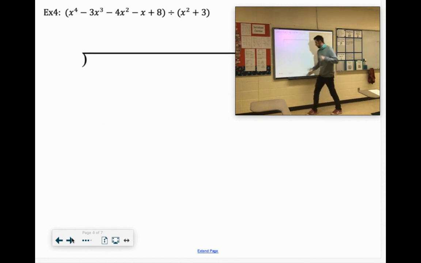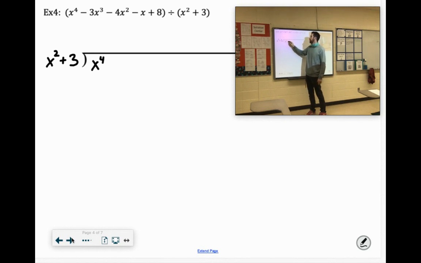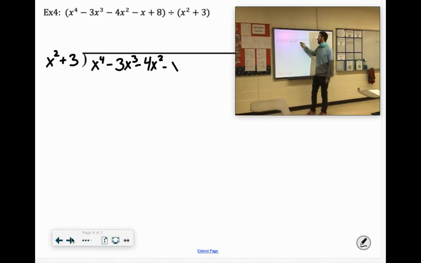All right, let's try this one. This one's a doozy. So we got the x squared plus 3 out here. Inside, it's in standard form. We have x to the fourth minus 3x to the third minus 4x to the second minus 1x to the first plus 8. Hopefully I have enough time for this one.